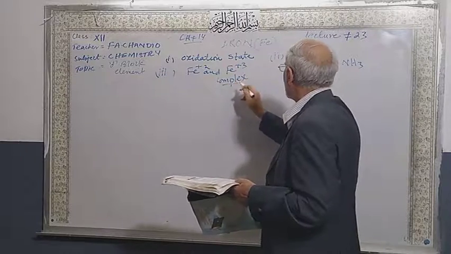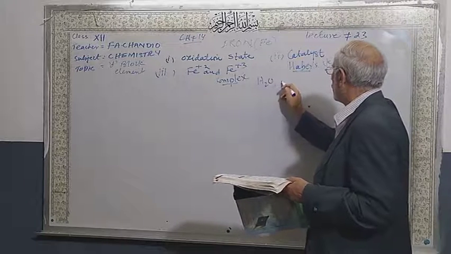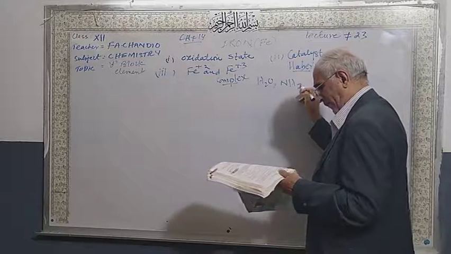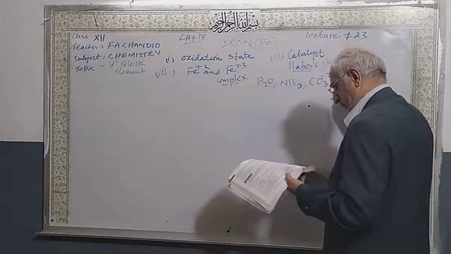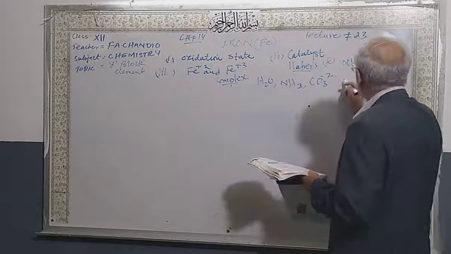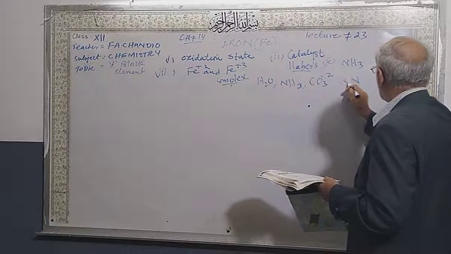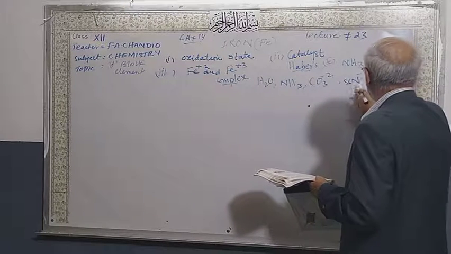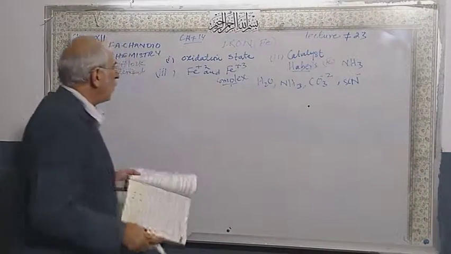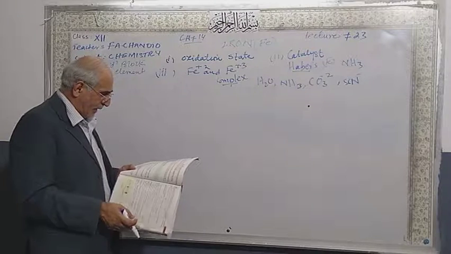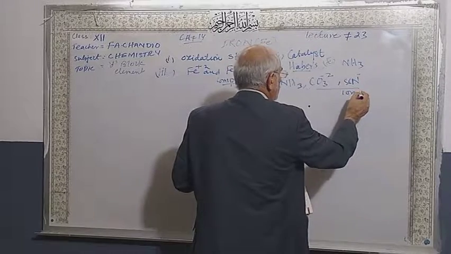We have done the complexes. Iron can form complexes with water, with ammonia, carbonate, and thiocyanide ions, SCN. So iron can form complexes with water, ammonia, carbonate and thiocyanide ions. These are the ions.